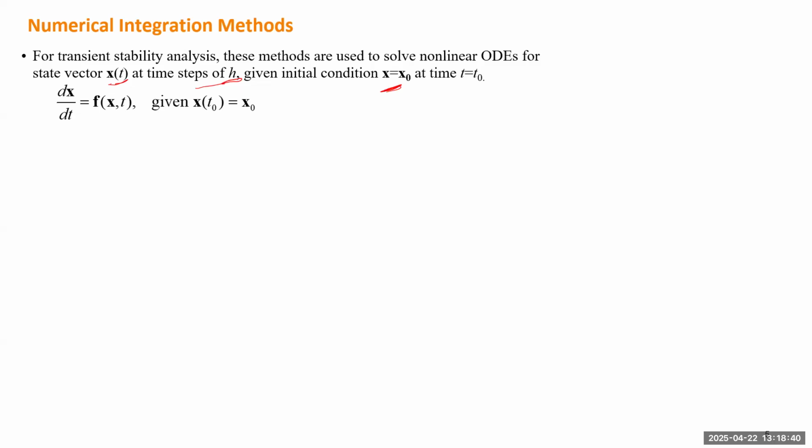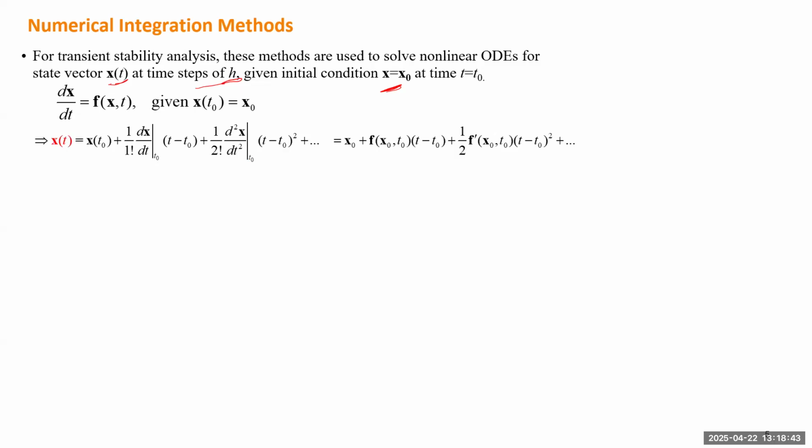Okay, so how do we solve this equation? One idea is that the solution of the state vector as a function of time can be approximated by a Taylor series expansion. So this solution, which is a function of time, can be expanded by this series. We'll have the initial state, a first order approximation, a second order approximation. That's basically just the Taylor series.